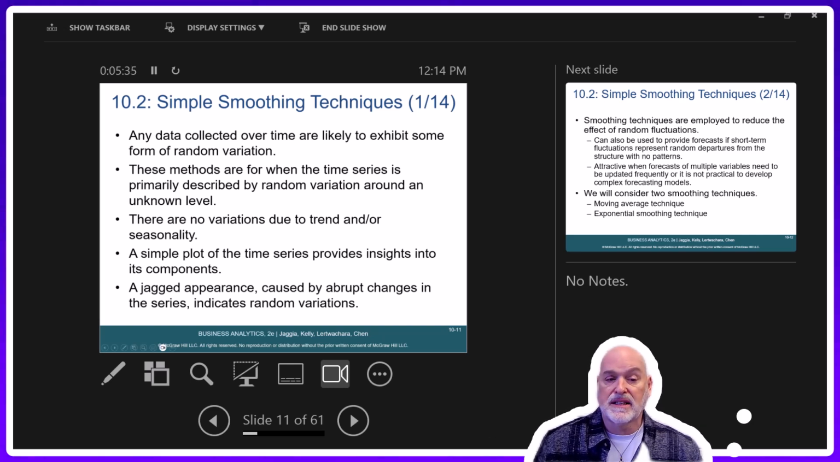Simple smoothing techniques. Any data collected over time are likely to exhibit some form of random variation.